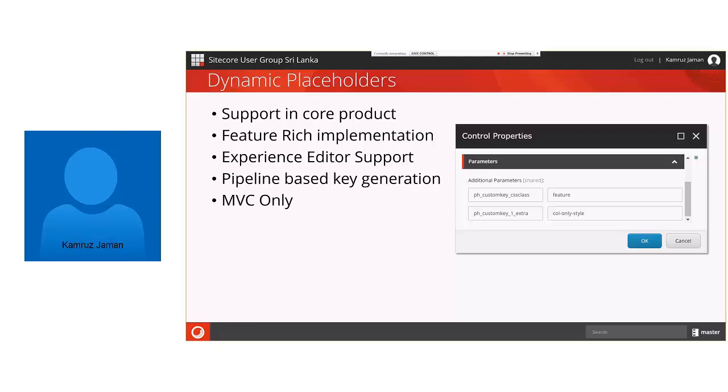The new implementation in Sitecore 9 is very feature rich. It adds some extra things from what comes out of the box in Sitecore from the other providers. You can control things from the experience editor now. The keys are generated using pipelines, so if you needed to, you can go ahead and tap into those and change them.